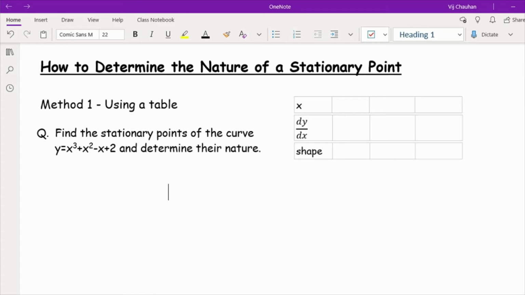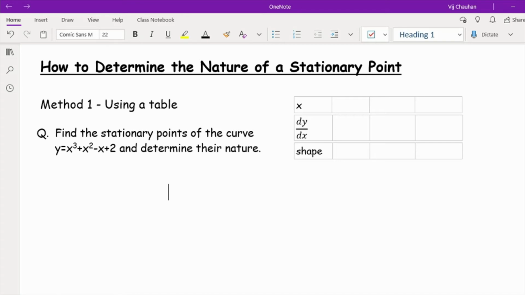So not only do we need to find the stationary points, we need to decide whether they are a minimum stationary point, a maximum stationary point, or a point of inflection. Now, some of you may be thinking, well, surely it's pretty obvious. I know that this is going to be a cubic graph. I know that it's going to have two stationary points, and the first is going to be a maximum and the second is going to be a minimum, which you are absolutely right.